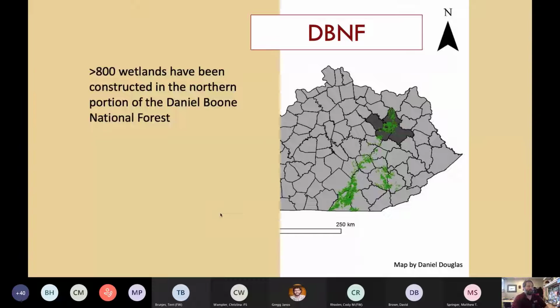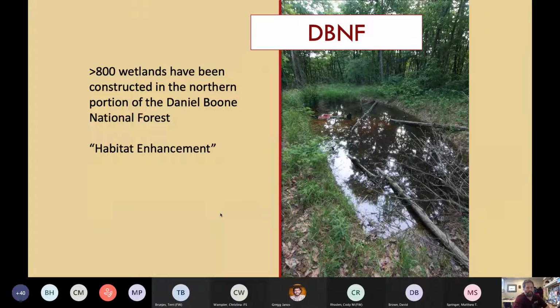So as I said, we focus most of our work in the Daniel Boone National Forest, shown there in green, mostly in the northern part from the gorge to Moorhead, but some into Jackson and Laurel counties. Over 800 wetlands have been constructed on ridges in the Daniel Boone for habitat enhancement, not part of the regulatory process. Most of them were constructed initially for deer and turkey because the natural wetlands were dry in the summer, so these were meant to be permanent, and later for bats. But few of them have been monitored.